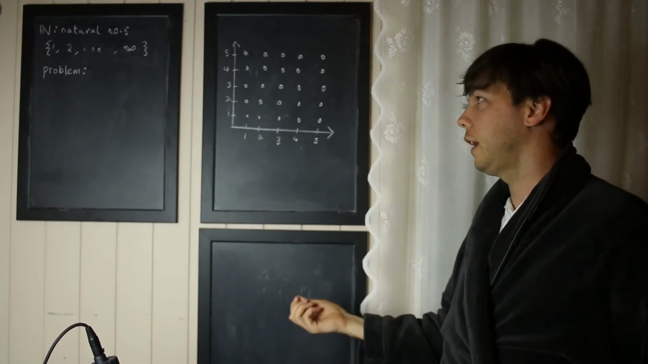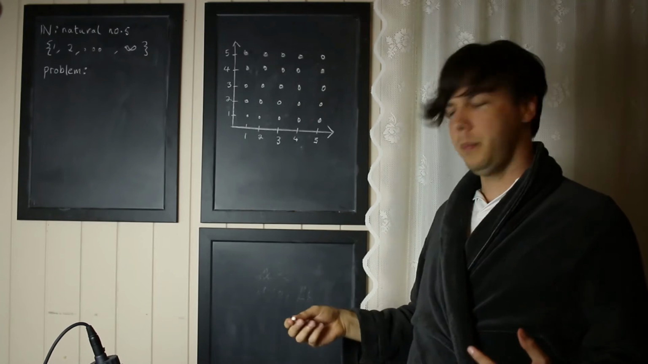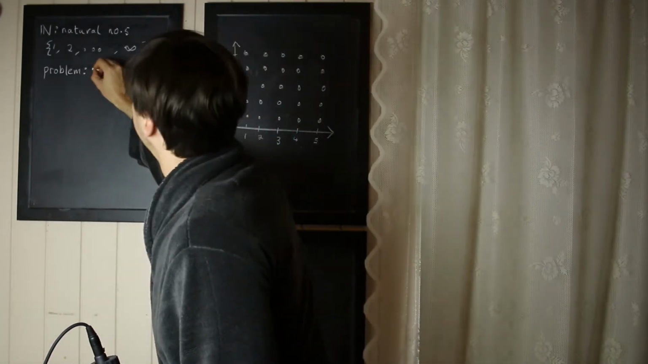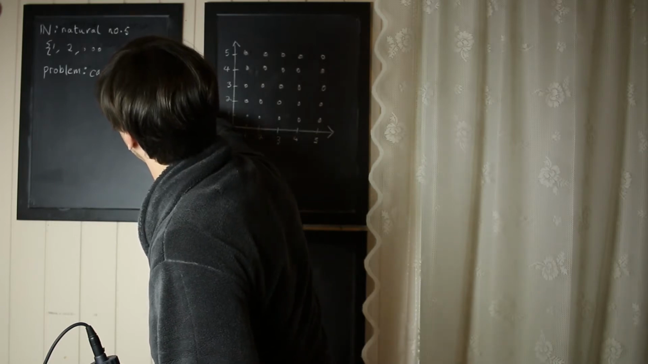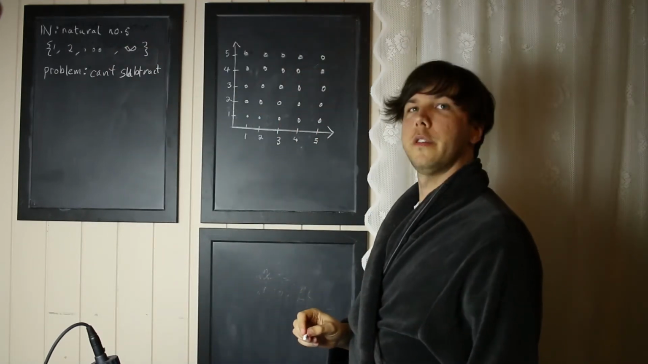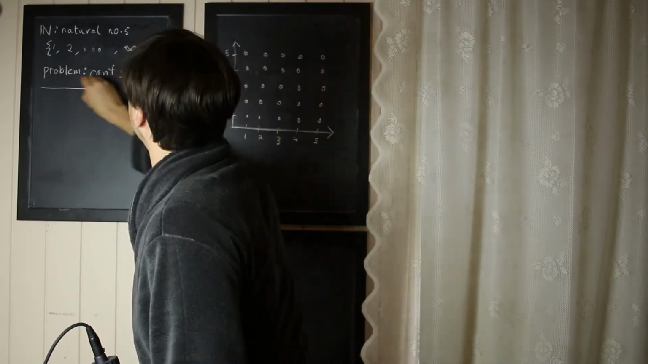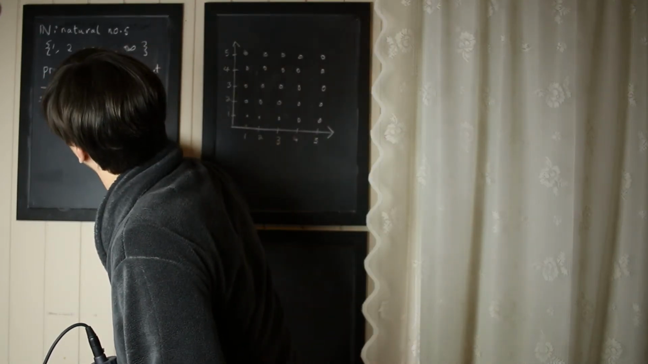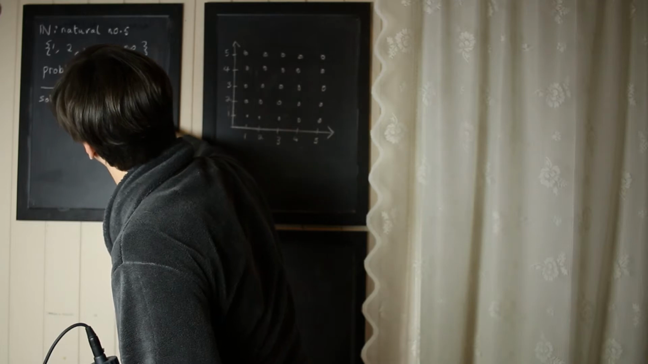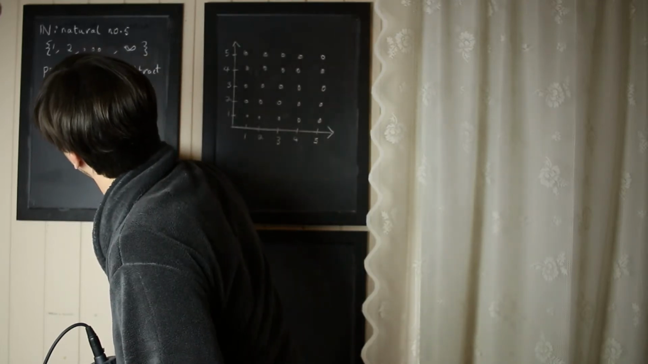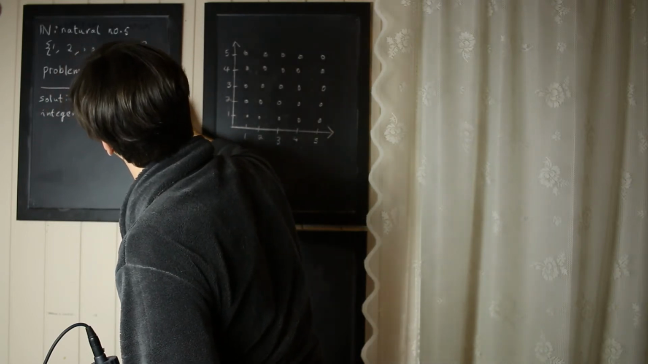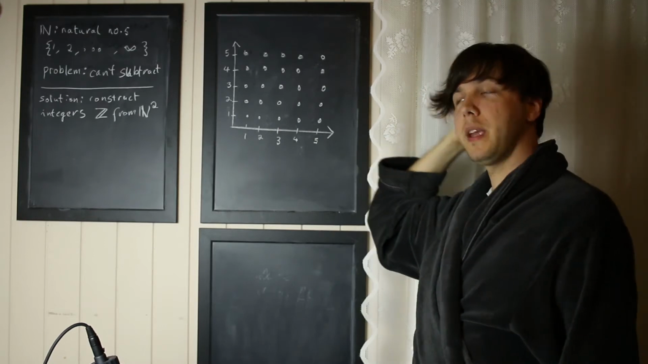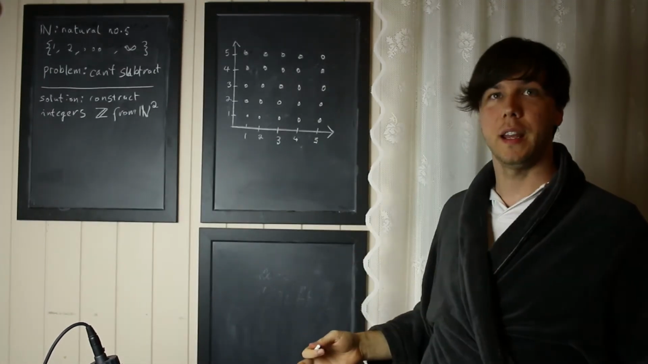Natural numbers are just all of the whole positive numbers. They're really great for counting. We understand them. But there's a problem, and the problem is we can't subtract. Okay, so the solution is we're going to make a new number system which can accommodate negative numbers.